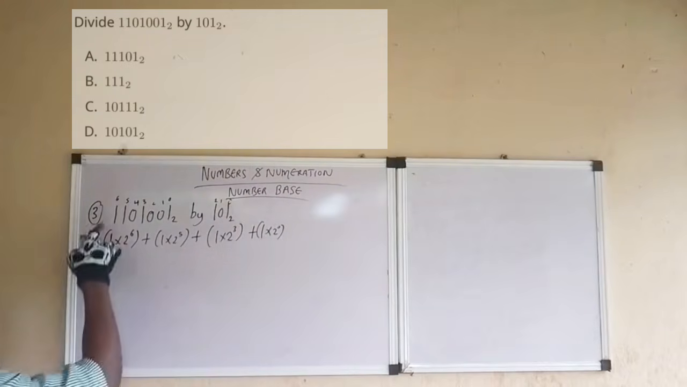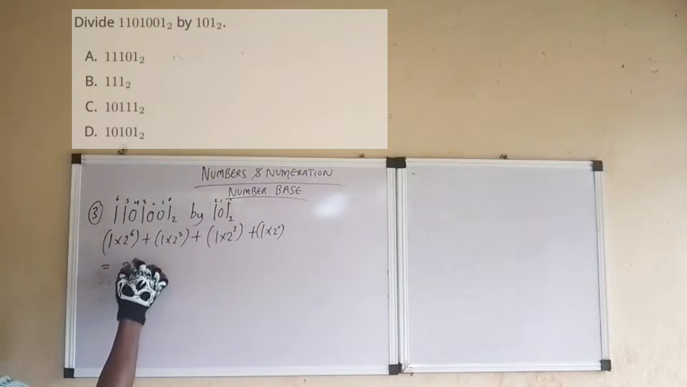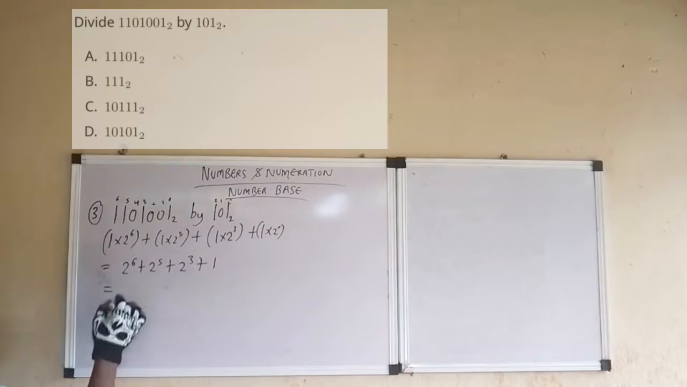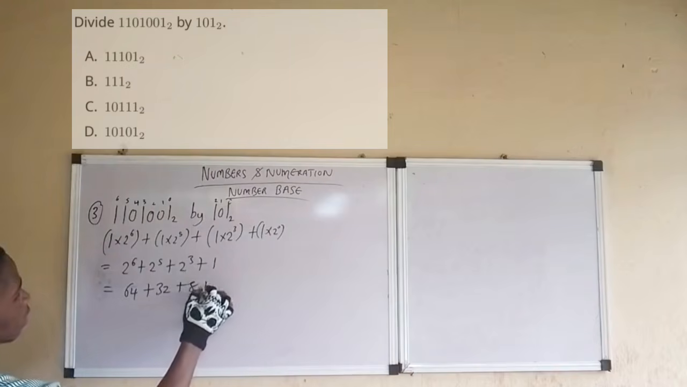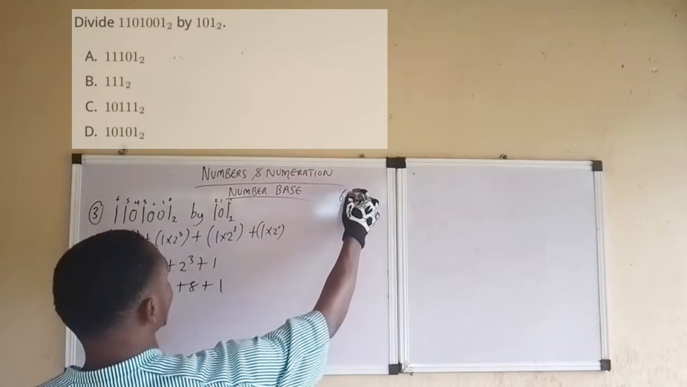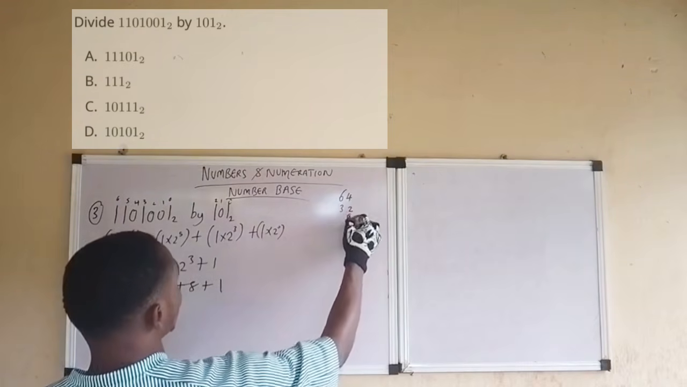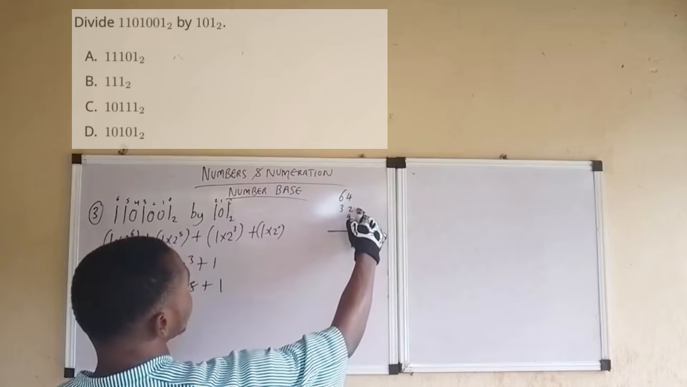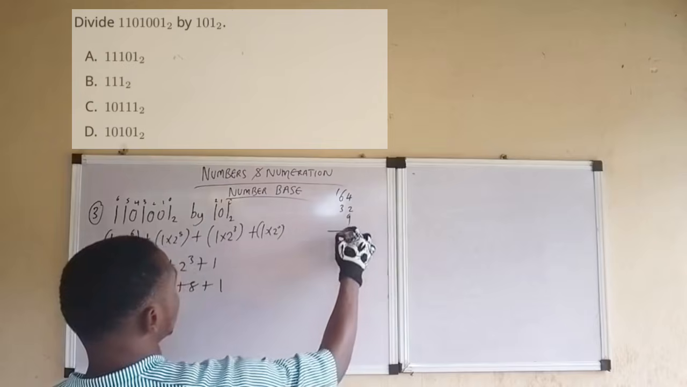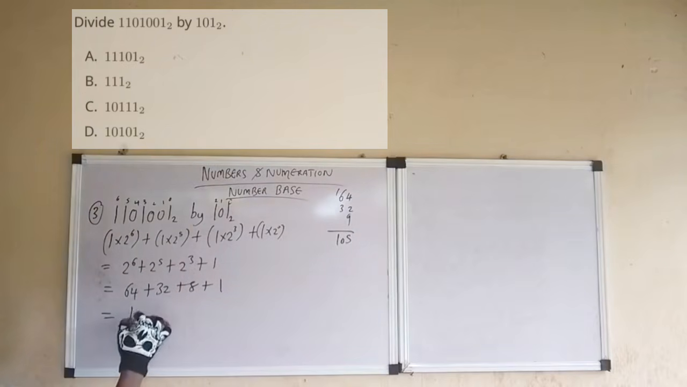Okay, so I'm converting these numbers to base 10 now to get the equivalent. 2 raised to the power 6 plus 2 raised to the power 5 plus 2 raised to the power 3 plus 1. So this should be 64 plus 32 plus 8 plus 1. All right. So let's quickly do the maths here. 64 plus 32 plus 9. This is 96, plus 9, that's 105. Okay, so we have 105 base 10 for the first number.